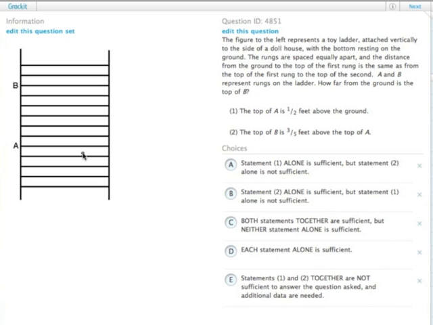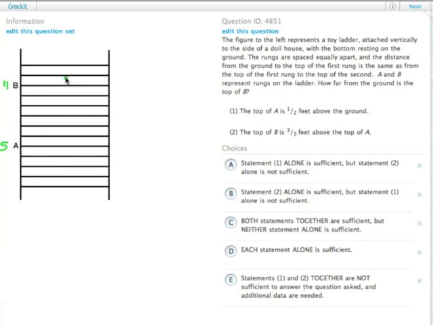So here we have a toy ladder attached vertically, and basically each of the lines represents the top of the next rung. It helps here probably to count these out. 1, 2, 3, 4, 5. A is the fifth one. 6, 7, 8, 9, 10, 11. And B is the 11th one.